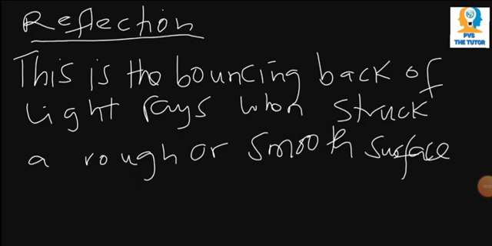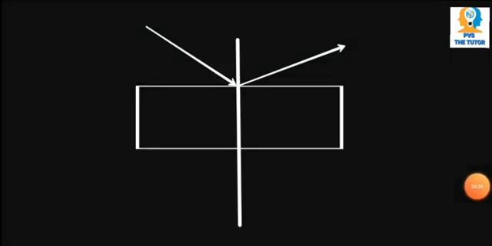So reflection is the bouncing back of light rays when they strike a rough or a smooth surface. So whenever light rays strike a smooth or a rough surface, that bouncing back of these light rays is what we call reflection. So this is how reflection occurs.